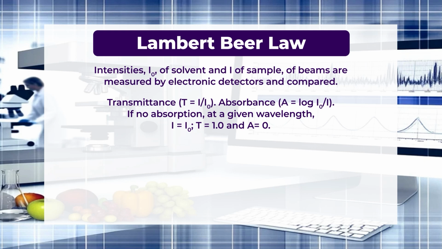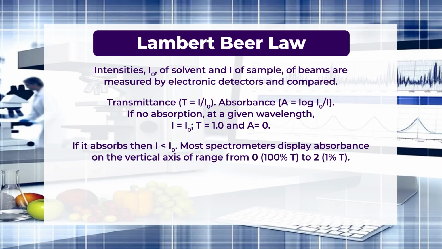Assume that there is no absorption at a given wavelength. That means I is equal to I0. Whatever the solvent intensity is, the sample intensity is the same, because there is no absorption. If there is no absorption, then T will be 1, because absorbance is equal to log I0 by I and T is equal to I by I0. If both are the same, then T is equal to 1, and A will be 0 because there is no absorption at all. But if it absorbs, then the intensity of the sample will be less than the intensity of the solvent. Obviously, because some UV light is absorbed by the sample.